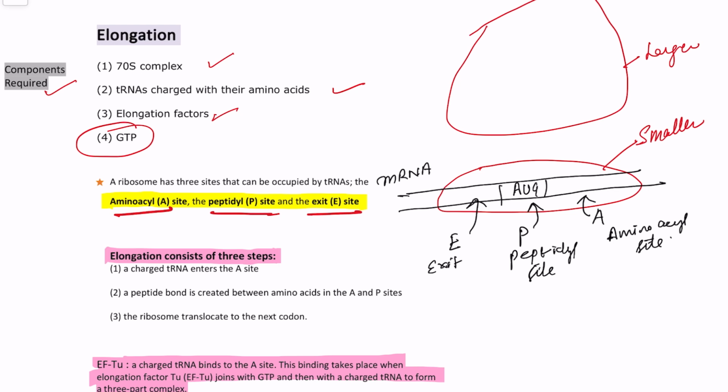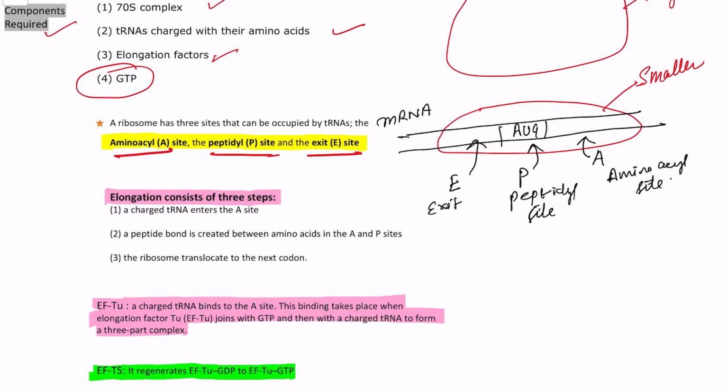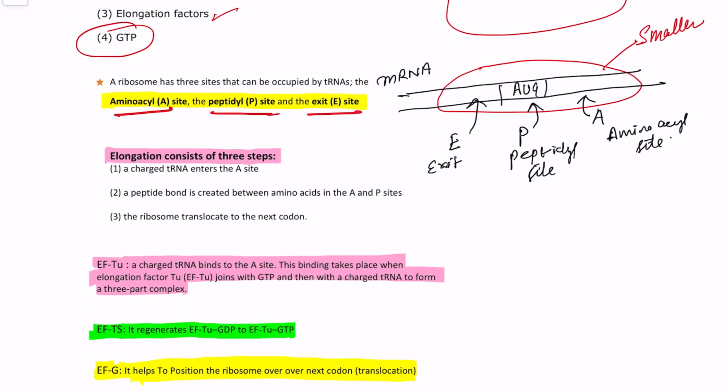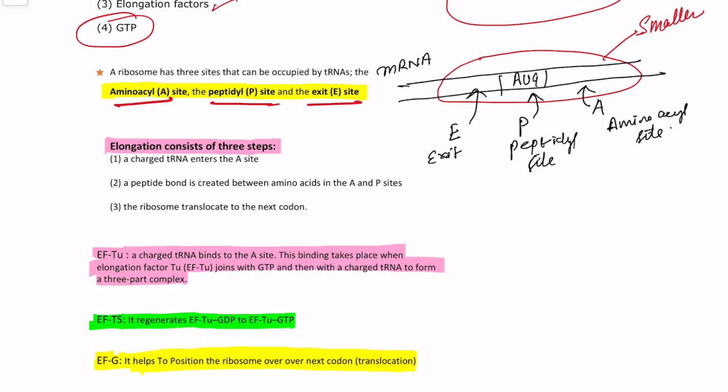When translation happens, after the last step, the polypeptide sequence gets removed from the exit site. tRNA is removed from the exit site and the polypeptide chain is removed, right? Clear? Okay, so if we go into the detail of the process of elongation, we can divide this into three steps. The first is the charged tRNA entering the A site, which I have discussed, right? Over here on the right hand side, the amino acid site, charged tRNA enters at this site, right?